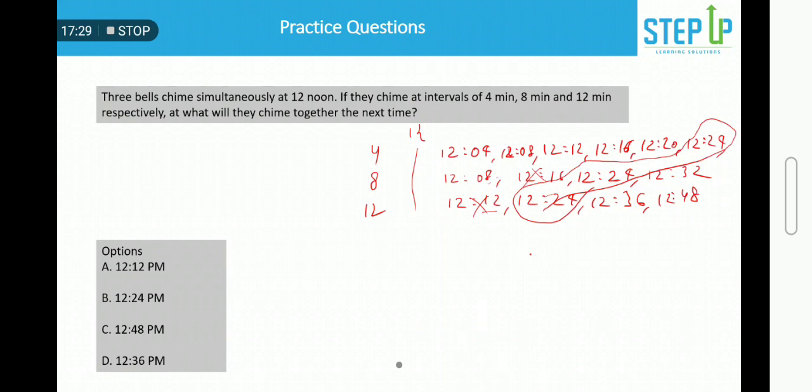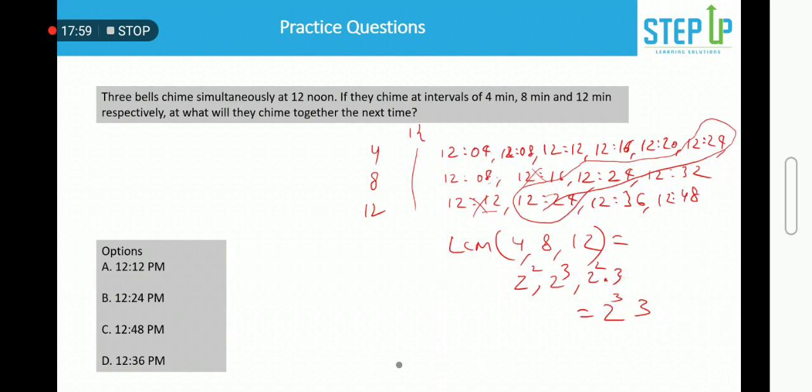Or you could have just said it is 4, 8, and 12, and the LCM of that would be my answer. It is LCM, the least common multiple. That is exactly what it is. So what is the LCM? 4 would be 2 square. 8 would be 2 cube. And 12 would be 2 square into 3. How do we take the LCM? We take the highest power of all the prime factors. The highest power of the prime number 2 is 3, and the highest power of the prime number 3 is 1. So 2 cube is 8, and 8 into 3 is 24.